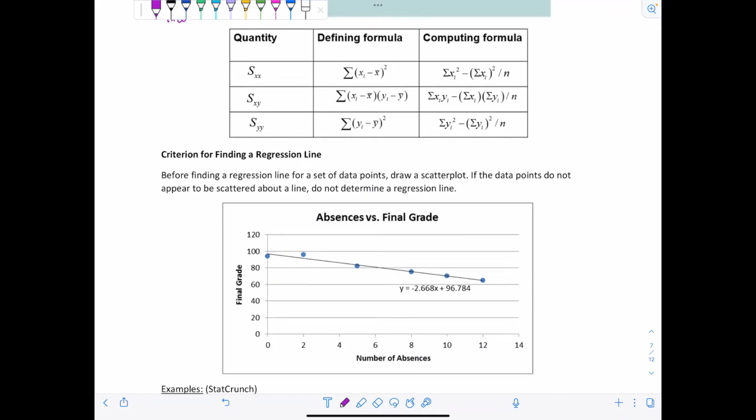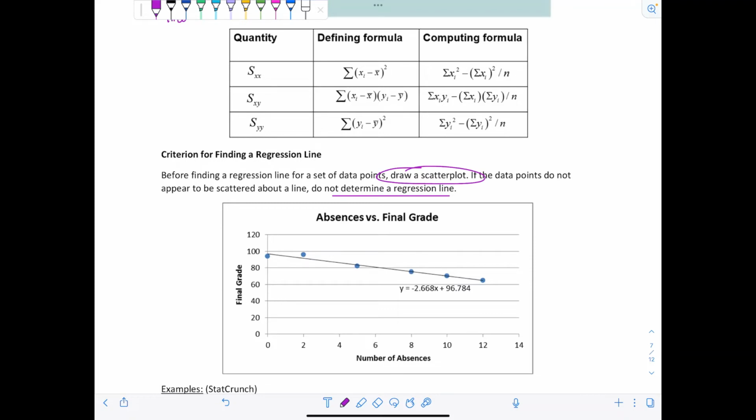Before you find the regression line for a set of data points, draw a scatter plot. There's going to be some exercises in the homework where you practice this. They'll give you the scatter plot, or you can just go into StatCrunch and have it make one for you, okay? And if the data points do not appear to be scattered about a line, do not determine a regression line, all right?